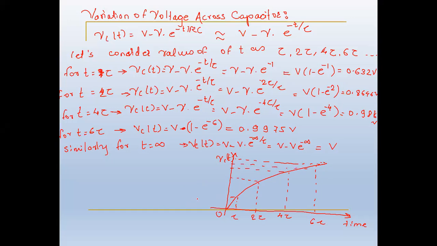Okay, so the values will be 0.632 and 0.8446 V. Likewise, okay. So what does it indicate?